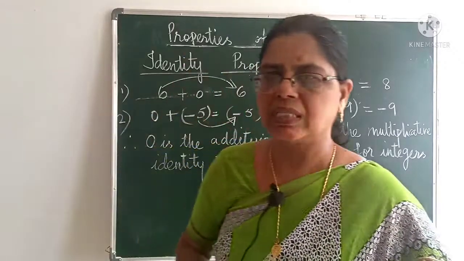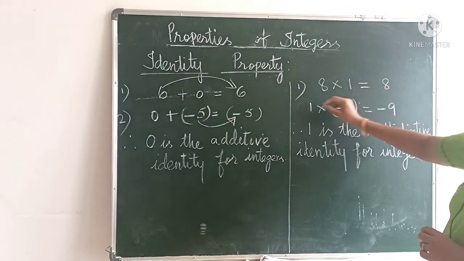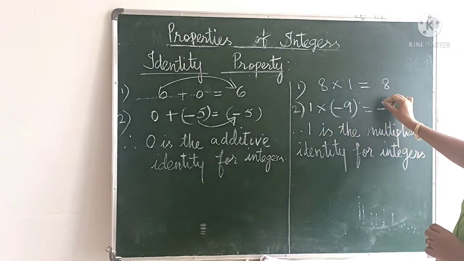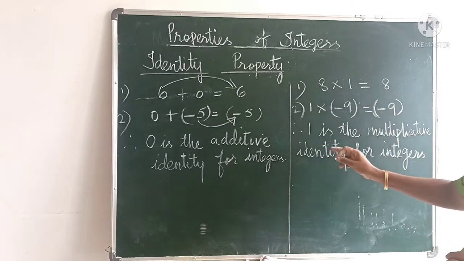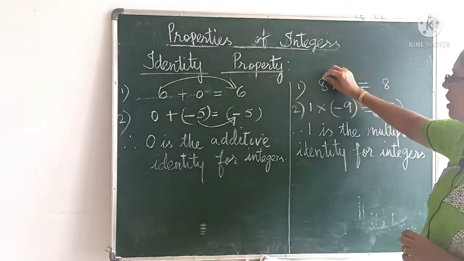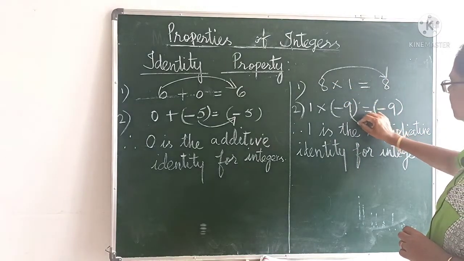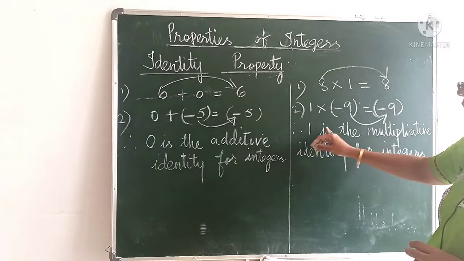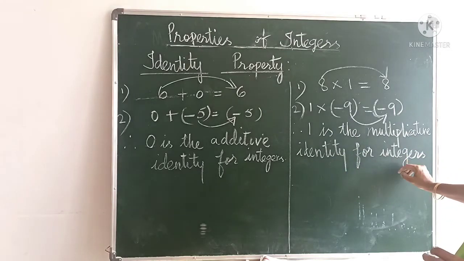Now let us take multiplication. 8 into 1 is equal to 8 and 1 into minus 9 is equal to minus 9. From this, what do you understand? When you multiply 1 with any integer, you get the same integer. Therefore, we say 1 is the multiplicative identity for integers.